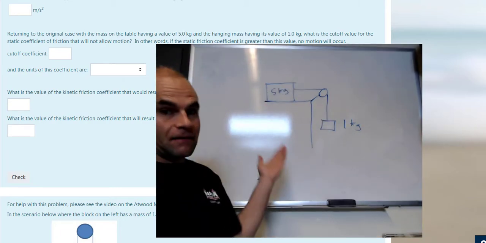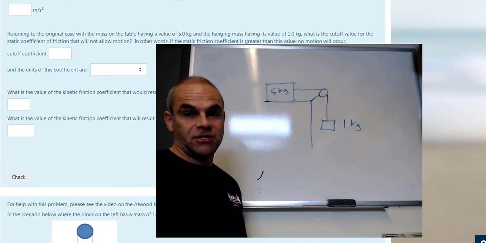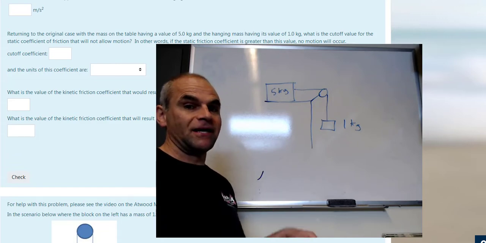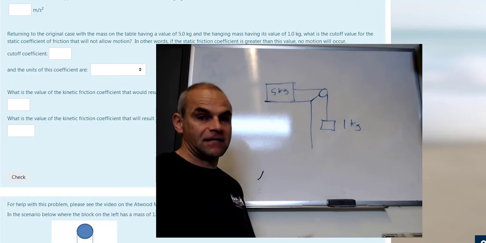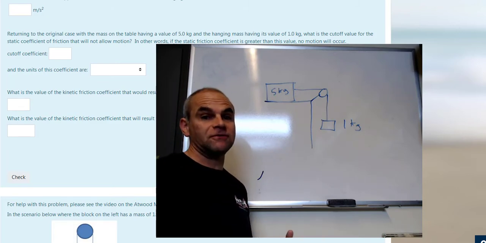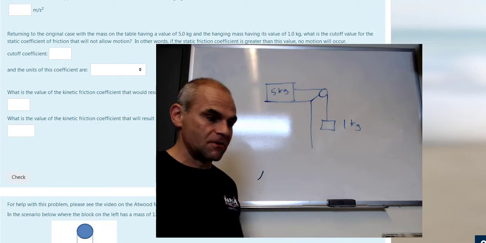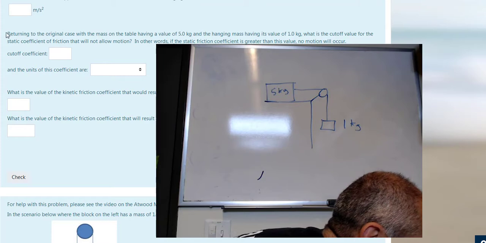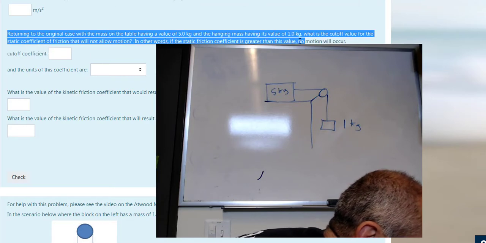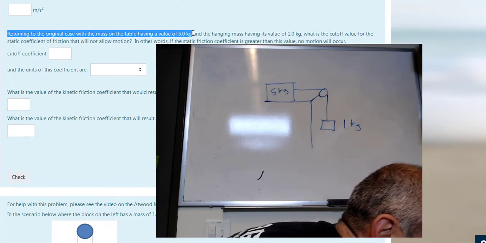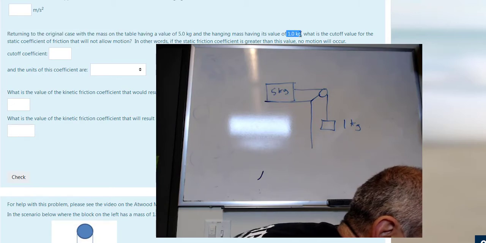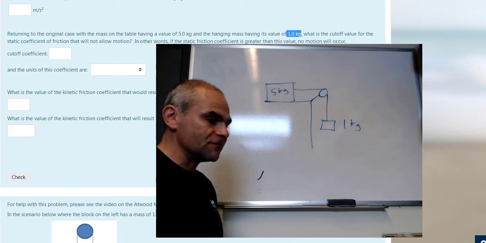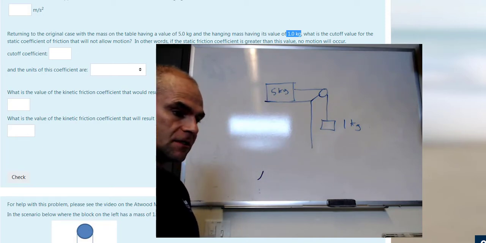In the examples we did in class so far, I did not put friction in here. This problem does. So in order to do this problem, you actually have to go back to looking at all the forces acting on both of the blocks, and you have to include the friction force in order to really solve this problem. So the first question is this one here: returning to the original case, we have a 5 kilogram block sitting on the table and a hanging mass of 1 kilogram. It asks, what is the cutoff value for the static coefficient of friction that will not allow motion?